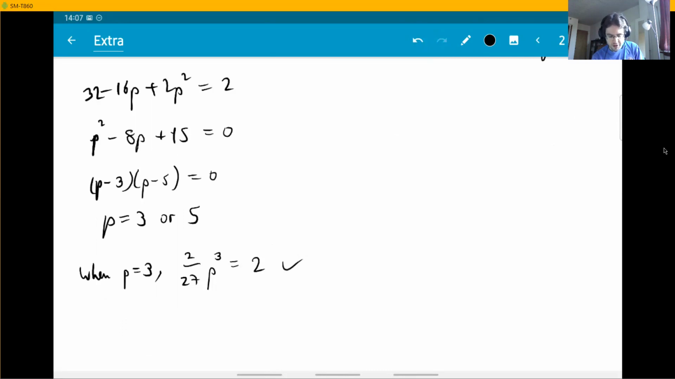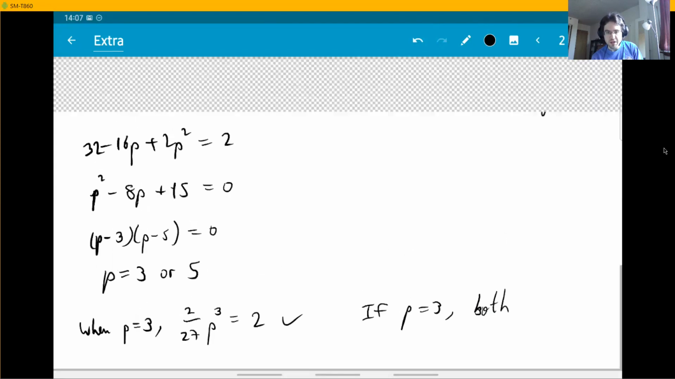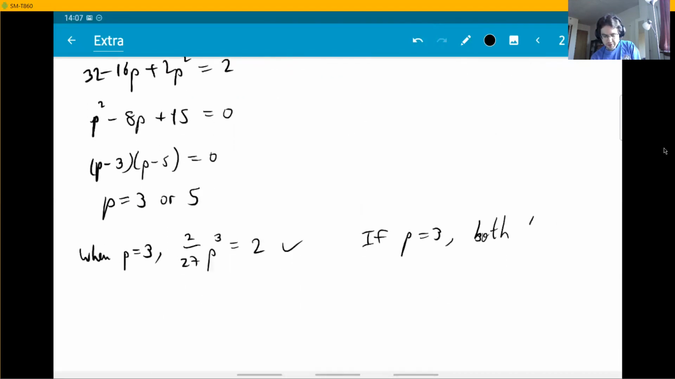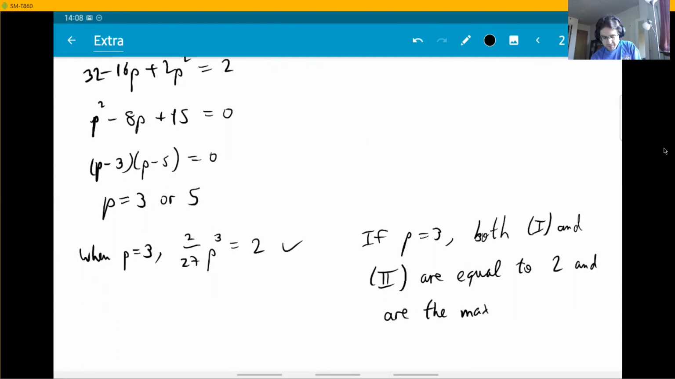That means you're in good shape. If p is 3, both expressions, maybe I'm going to give them names. I'm going to call them 1 and 2. Both 1 and 2 are equal to 2, and are the max value.